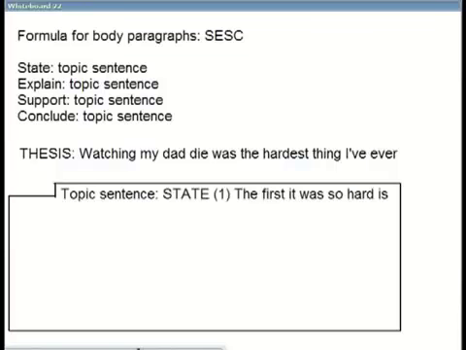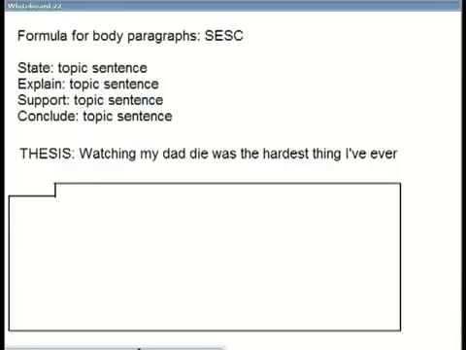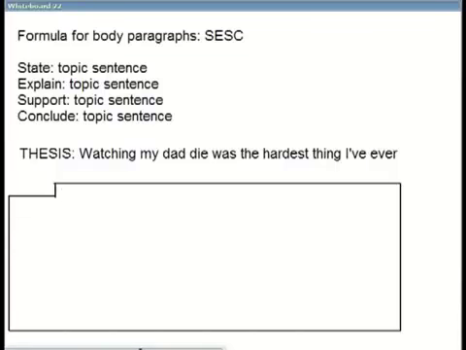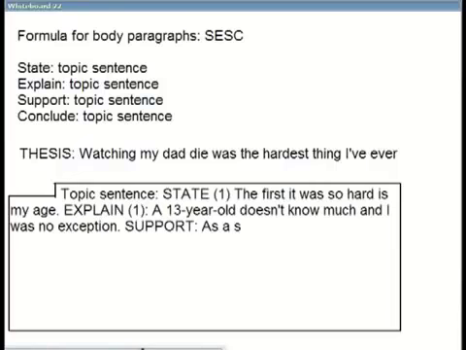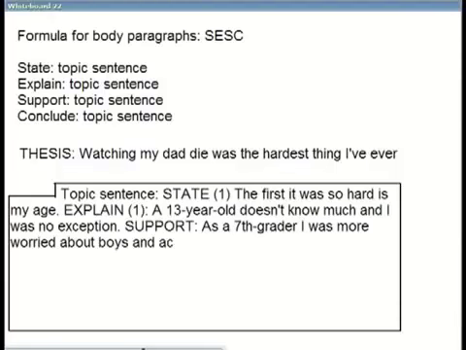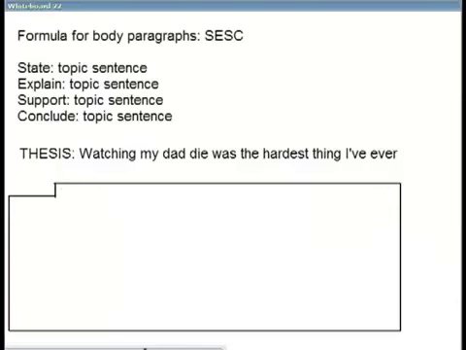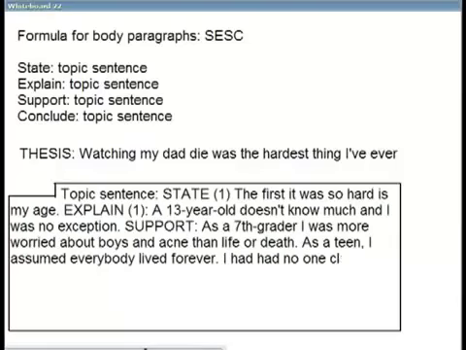A 13-year-old doesn't know much, and I was no exception. As a seventh grader, I was more worried about boys and acne than life or death. As a teen, I assumed everybody lived forever. I had had no one close to me die before.